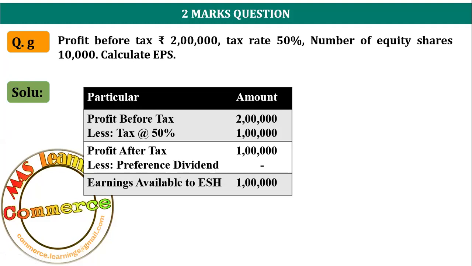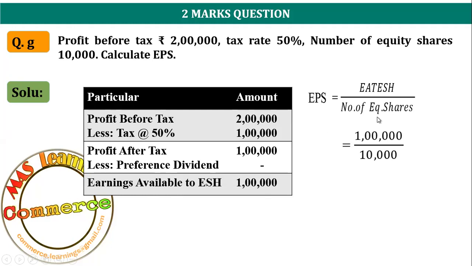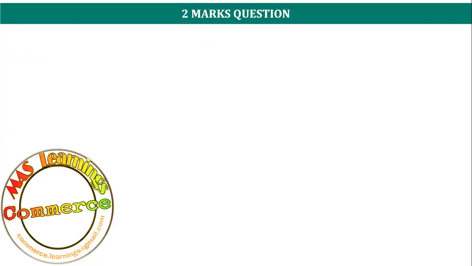They have not provided any information on preference shares, so preference dividend is nil. Whatever earning is left belongs to equity shareholders. If we divide it by the total number of shares, we will get earning per share. That is 1 lakh divided by how many shares we are having? Equity shares 10,000. So how much amount will you get on one share? That is 10 rupees. Earning per share is 10 rupees.